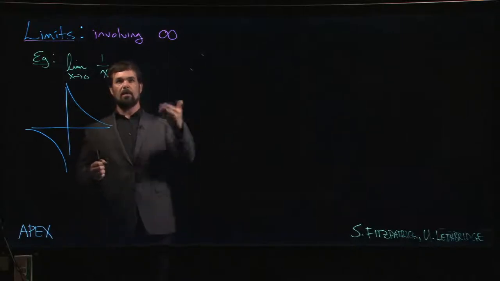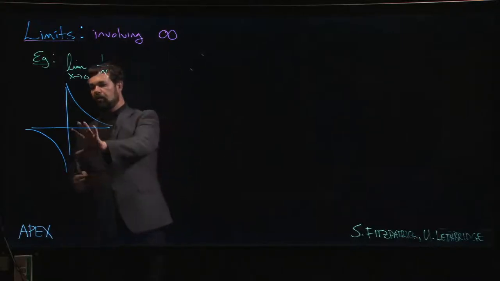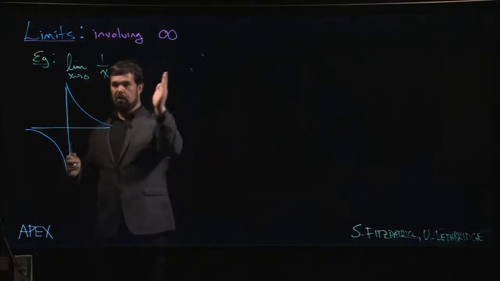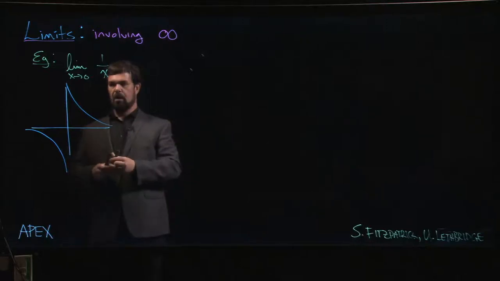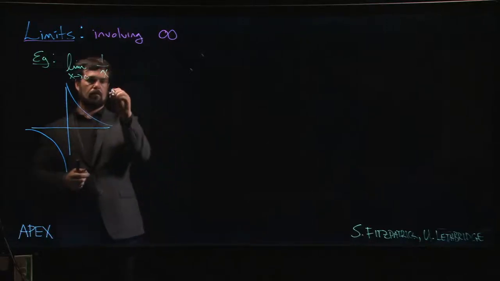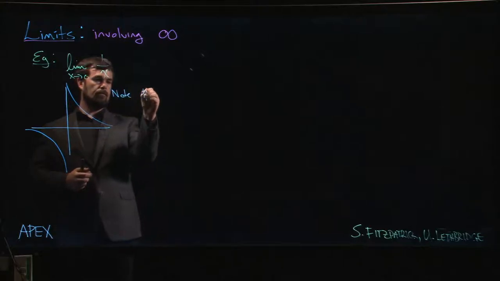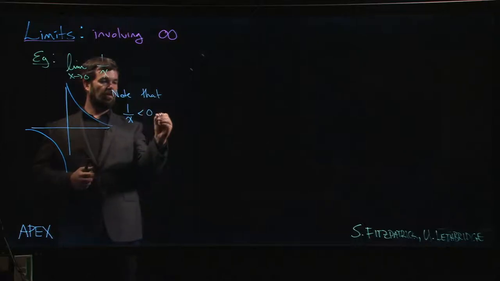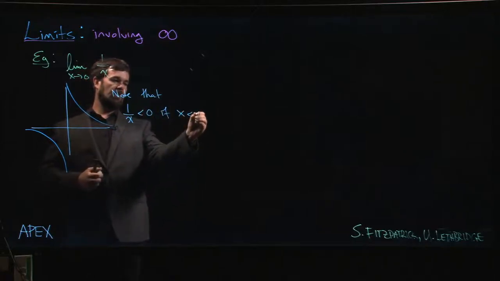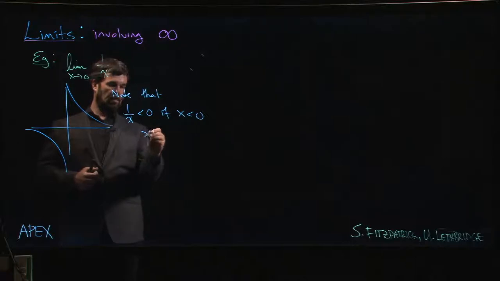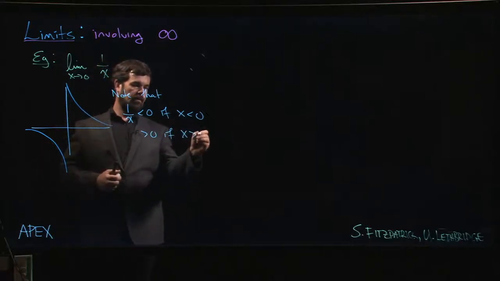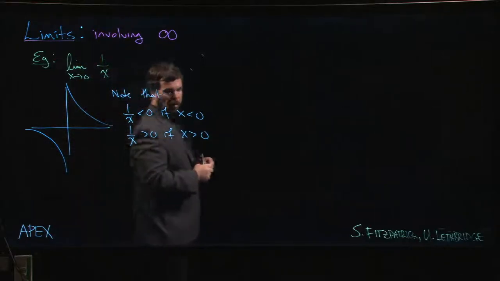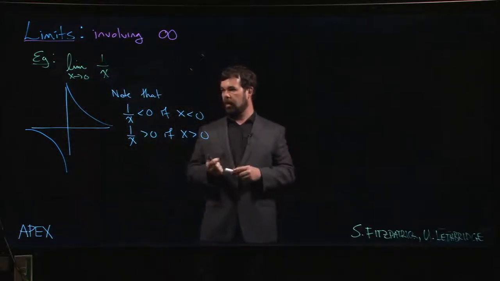Now, as far as talking about limits involving infinity, here we see that we run into a problem, right? Unlike the previous example we looked at where we approach positive infinity from both sides, here we notice that 1 over x is less than 0 if x is less than 0, and it's bigger than 0 if x is bigger than 0, okay? So we have the opposite sign on either side of the y-axis.